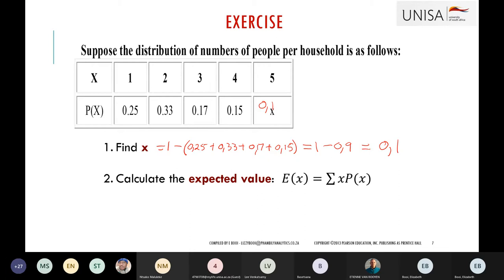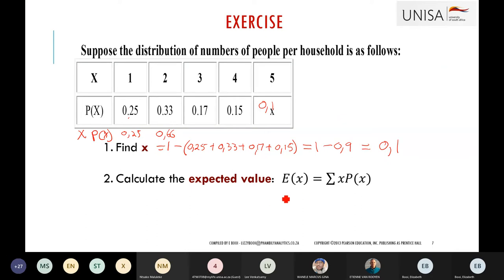So the expected value, remember, is the sum of your outcome multiplied by its corresponding probability. So you're going to take 1 multiplied by 0.5. What I always do is write this table, and then here I just do x multiplied by p(x), so that I can just say 1 multiplied by 0.25 is 0.25. 2 multiplied by 0.33 is 0.66. And that's how I will answer them.